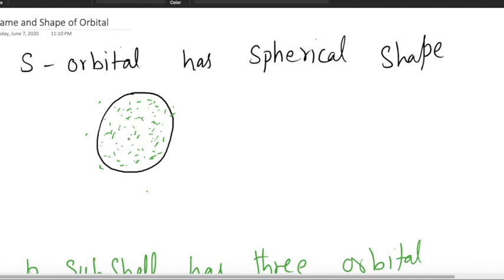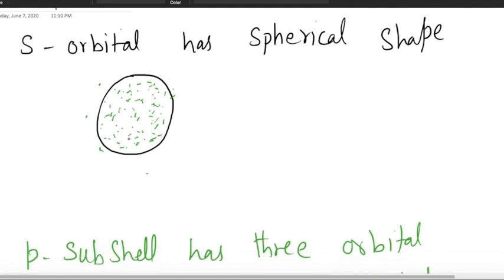So what is the orbital? A place where there is a 95% probability of finding the electron. The electron can go anywhere inside this boundary of the orbital, just like the students can go anywhere inside the school boundary during break time. So the school boundary would be the orbital for the student. Similarly, this black boundary is the orbital for the electron.